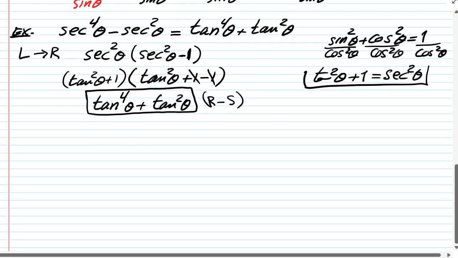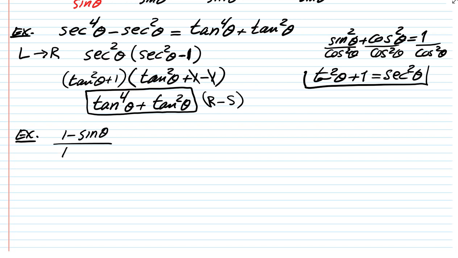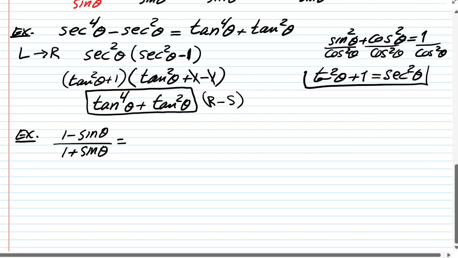Let's take a look at a couple more. This one, suppose I have 1 minus sine theta divided by 1 plus sine theta. And this one, we want to show that this is equivalent to secant theta minus tan theta, quantity squared.